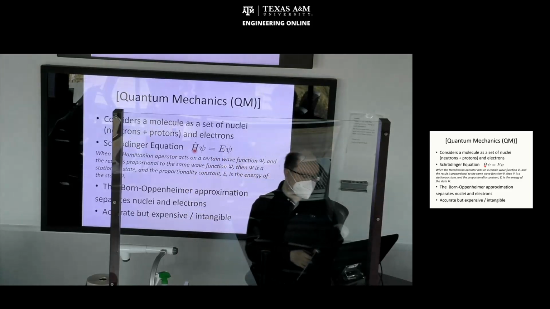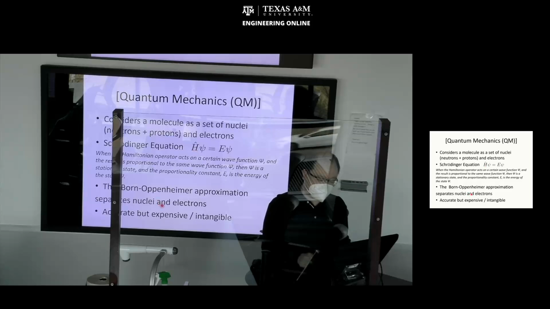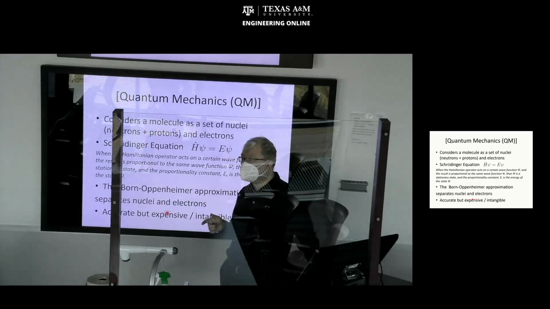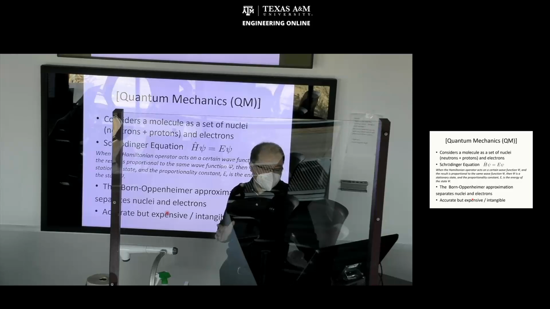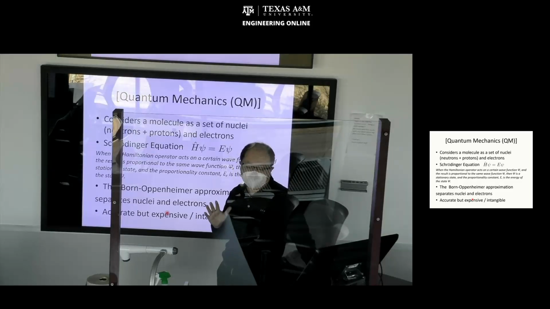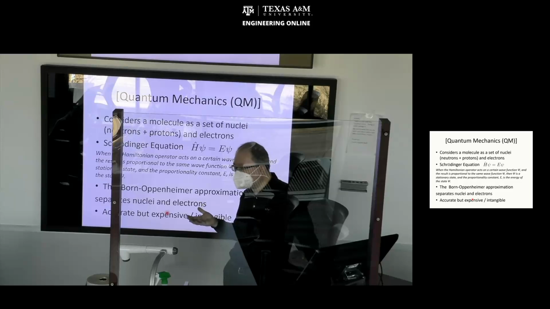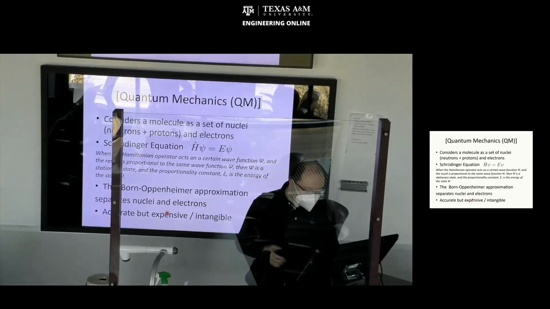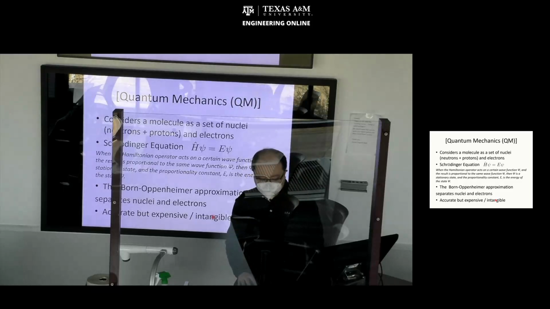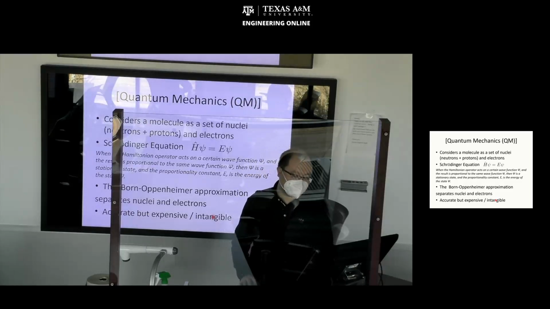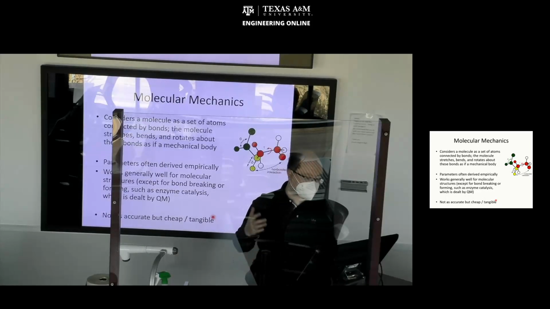Even if you do some approximation, separating the nuclei and the electrons, this principle is useful, and we even know that we can solve the Schrodinger equations in principle, but this is almost, I'd say, intangible given the current computers, okay? So it's accurate, but intangible. That means we have to do further approximations. That's what molecular mechanics is doing, okay?